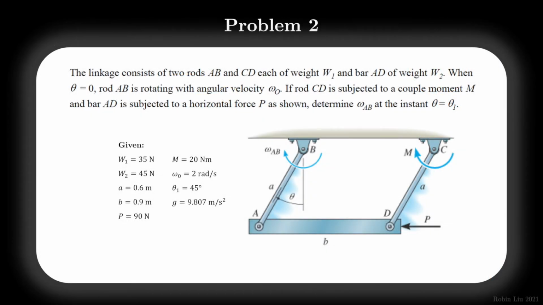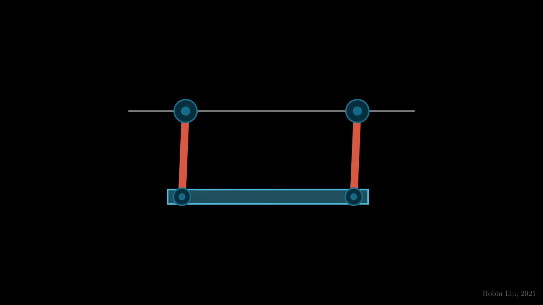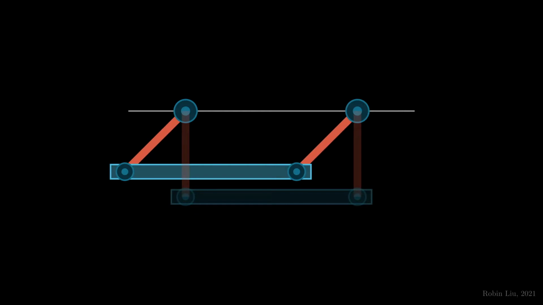The second problem states, the linkage consists of 2 rods AB and CD, each with weight W1 and a bar AD of weight W2. When theta equals 0, rod AB is rotating with angular velocity omega naught. If rod CD is subjected to a couple moment m, and bar AD is subjected to a horizontal force P as shown, determine omega AB at the instant that theta equals theta 1. This is the first problem which we have to examine using energy methods.